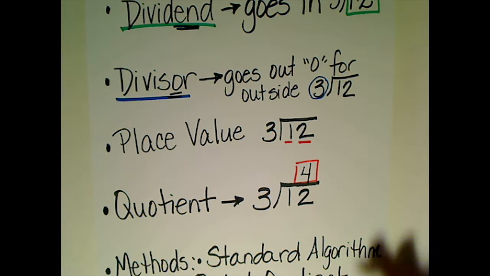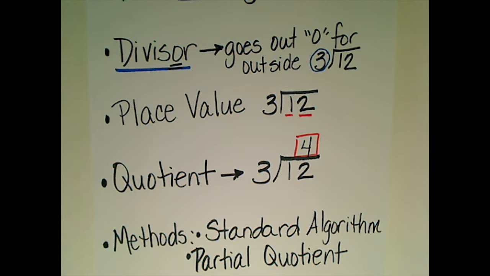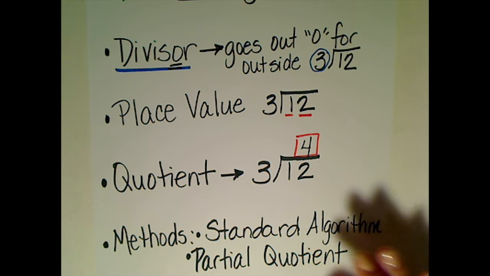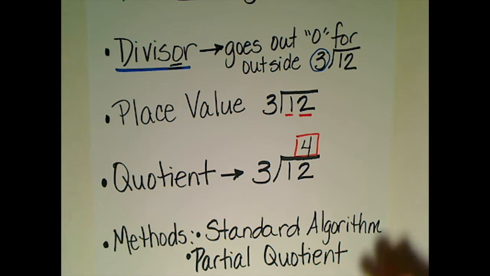And finally, we're just going to review some of the methods. We're going to do standard algorithm, but we're also going to go over partial quotient, and eventually I'll put up some other methods to do division. So let's get started again with our modeling section.